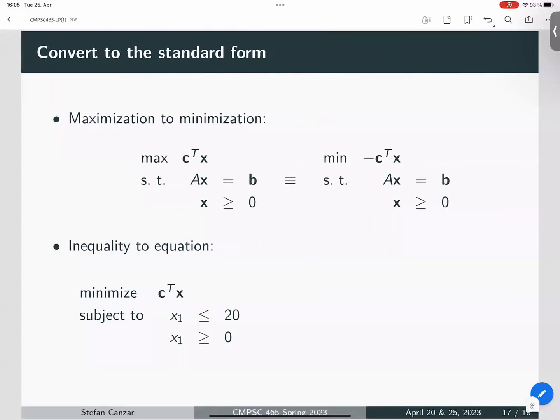Now it's getting a bit more interesting. So what if you have inequalities? So you have this linear program, and let's say you're minimizing now. You have non-negative variables. In fact, you only have one variable. And you have this one inequality that tells you that x1 is at most 20. What do you do then? Any suggestion?